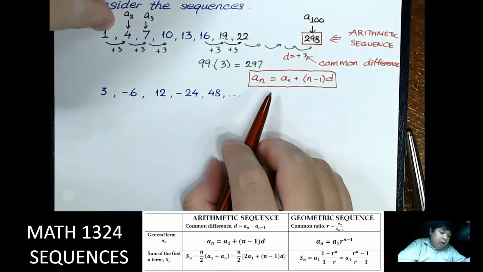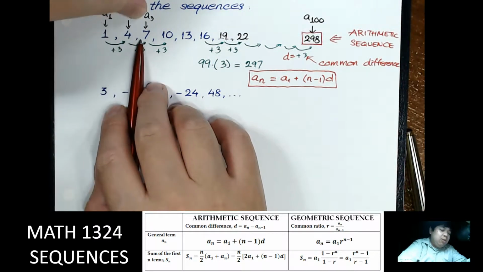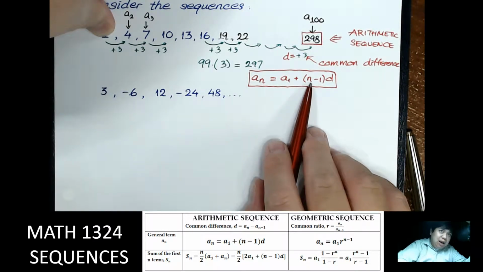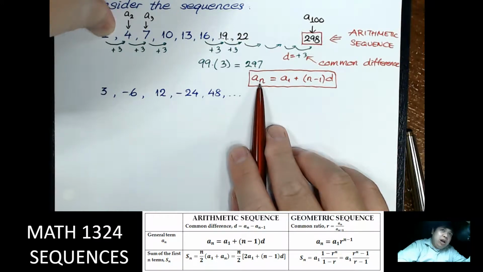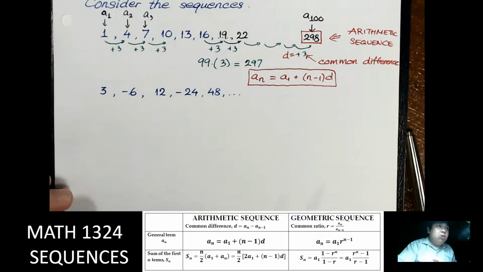So 1 step to the second term, 2 steps to the third term, 99 steps to the 100th term, n minus 1 steps to get to a sub n. So that's what we have for the arithmetic sequence.